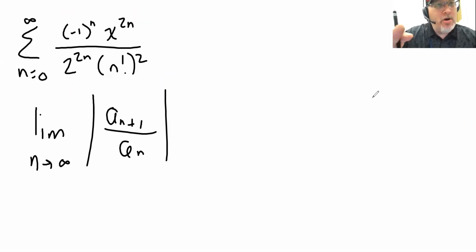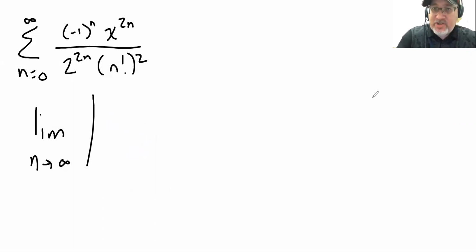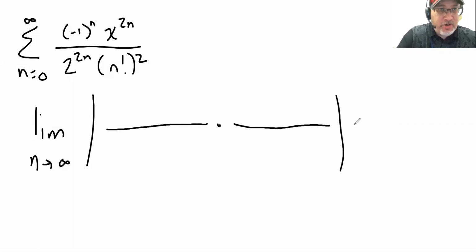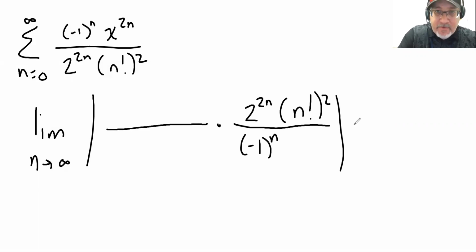But when your term is a ratio or a fraction like this one currently is, then you can be a little bit more proactive about setting this up and write it as the next term times the reciprocal of the current term. So we're going to do that. Let's go ahead and write the reciprocal of the current term by putting 2 to the 2n and n factorial squared on top, (-1) to the n on the bottom, and x to the 2n on the bottom.